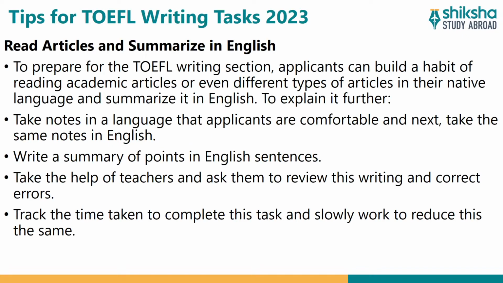Now, what are the tips? Let's go through them quickly. Read articles and summarize in English. To prepare for the TOEFL writing section, applicants can build a habit of reading academic articles or even different types of articles in their native language and summarize them in English. Then you can take notes in a language that applicants are comfortable with, and next take the same notes in English, write a summary of points in English sentences, take the help of teachers and ask them to review your errors in writing and speaking and correct them.